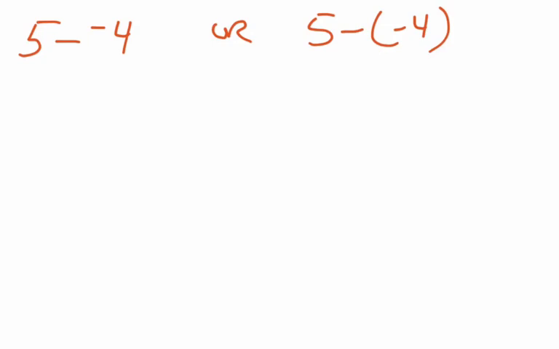So, all right, let's go ahead and do this one. So we have 5, and then we're going to add the opposite. So add the opposite of what? The opposite of -4 is 4. And so 5 minus -4 is just a yucky way of writing 9.